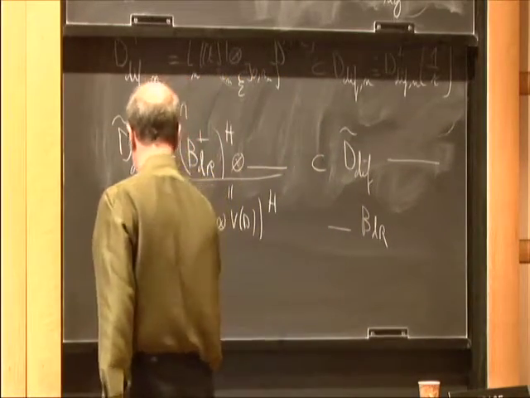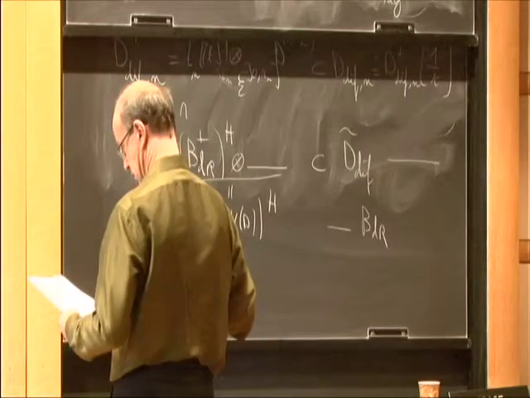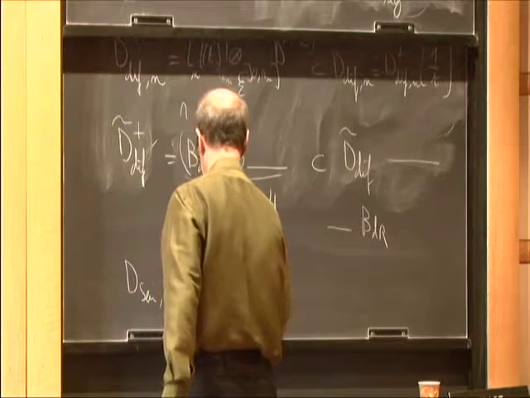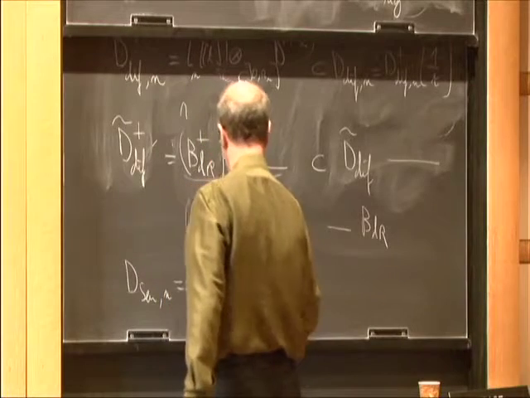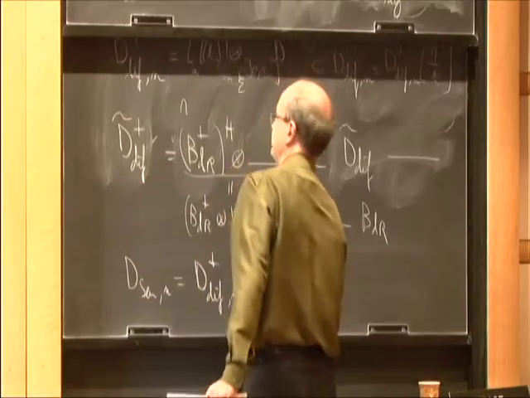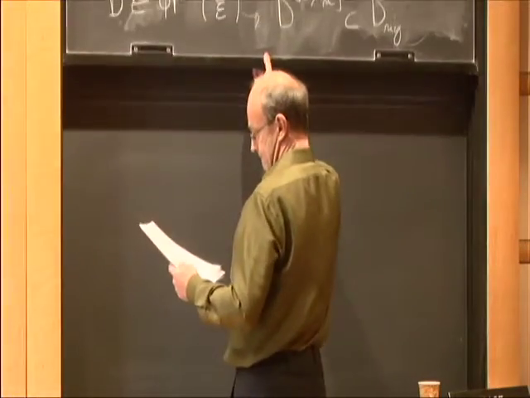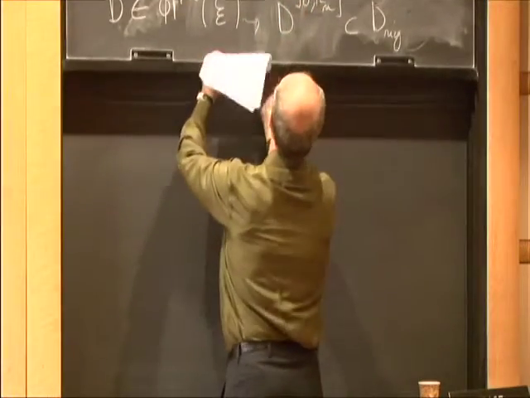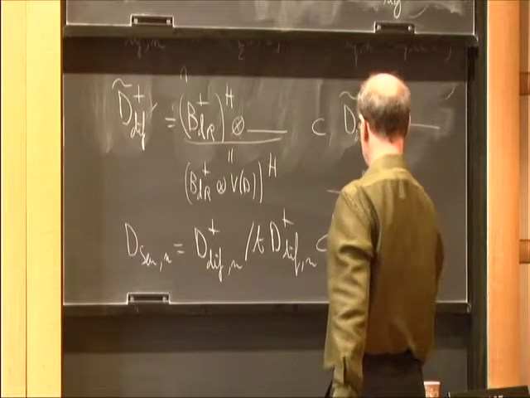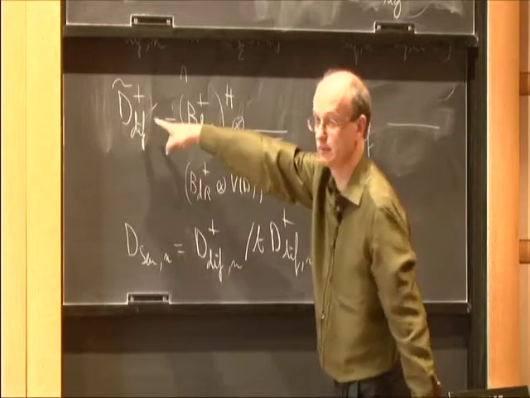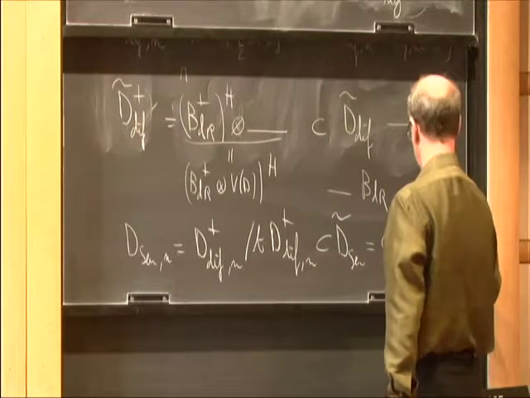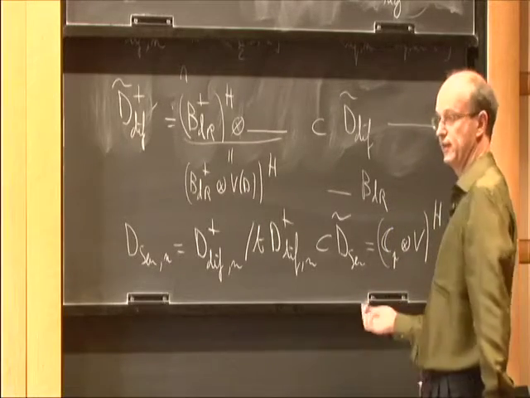Okay, and then you define something which we call D_sen,n, which is D_diff,n^+ modulo t D_diff,n^+. And this lives inside D̃_sen, which will be the same thing where you quotient by t. And this D̃_sen is just C_p tensor V fixed by H. So that's what appears in Sen theory.